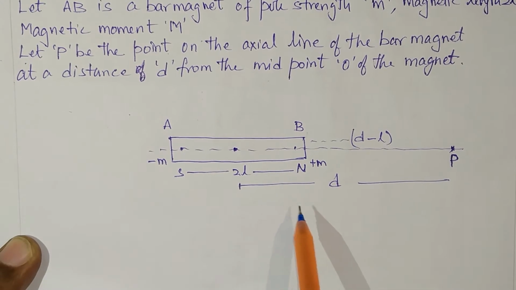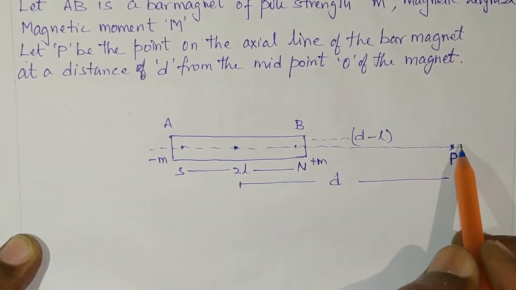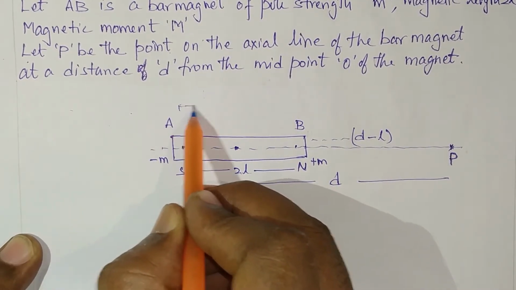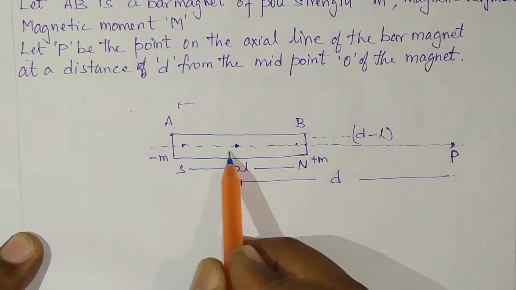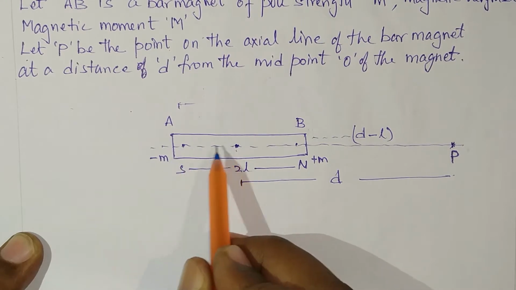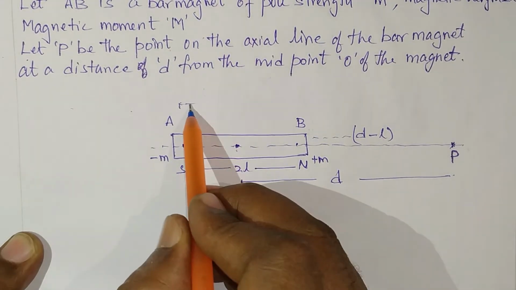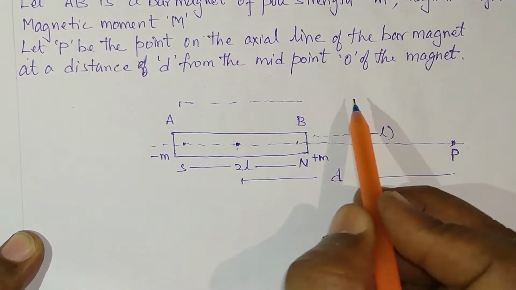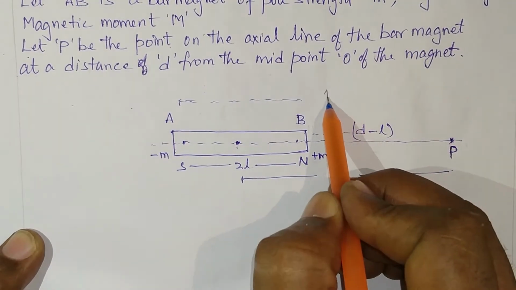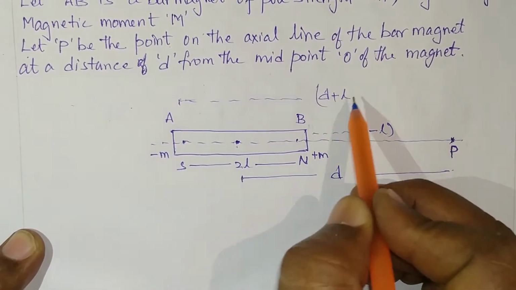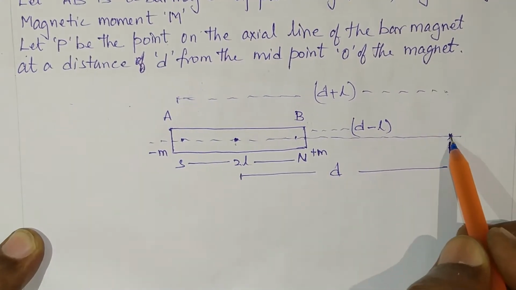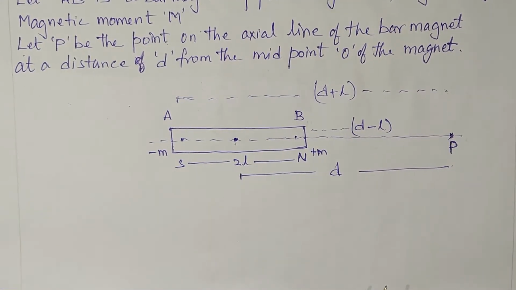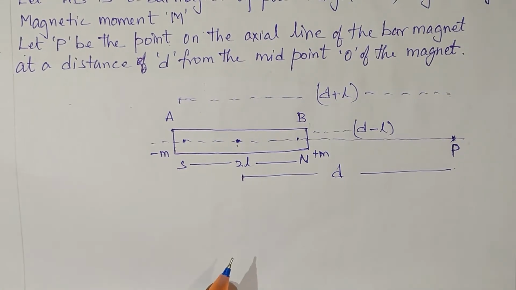And what shall be the distance from the southern end to this point? From the center to this point it is D. Here half of the length of the bar magnet is taken as L. Therefore the total length from the southern end to this point P is D plus L. So these are the variables. With these variables we will try to calculate the magnetic induction at this point P.